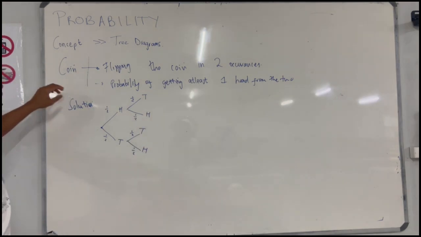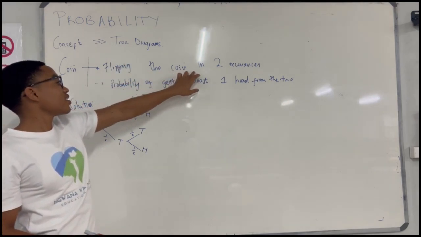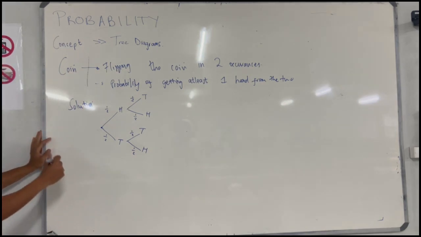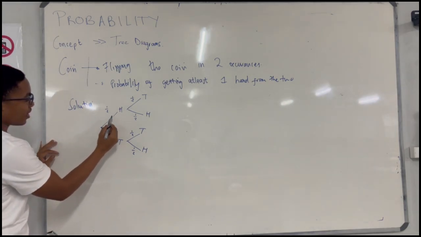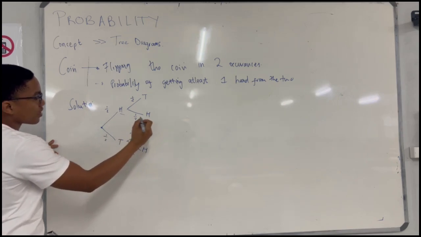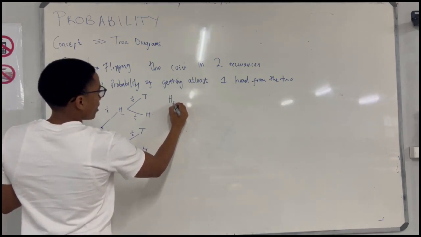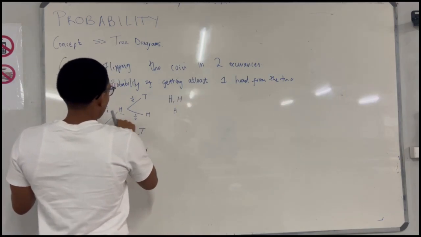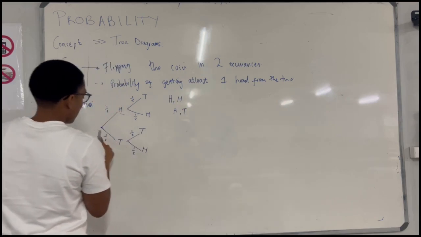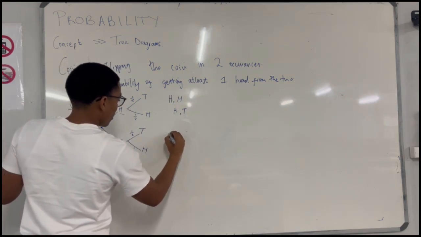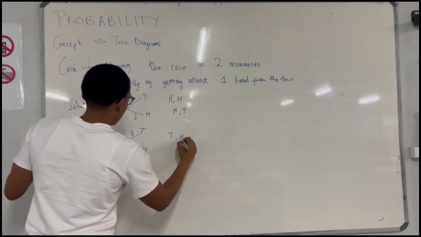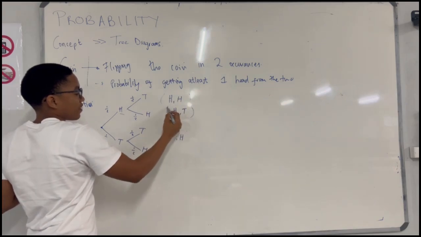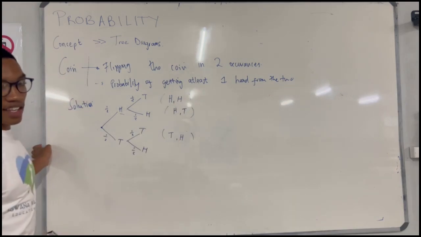So the question states, after flipping the coin in two occurrences, the probability of getting at least one head from the two. So it's either you hit a head on the first occurrence and then a head, or a head and then a tail, or you first hit a tail and then a head. We're going to calculate the probability of each of these three occurrences and then add them together.